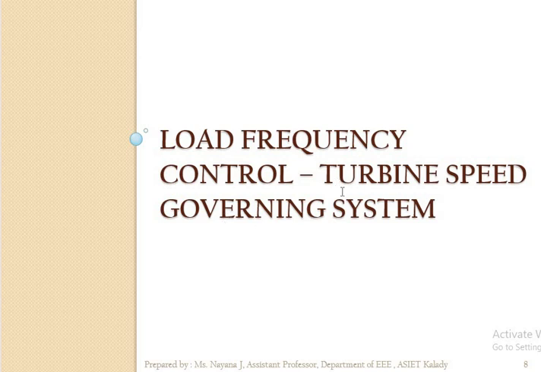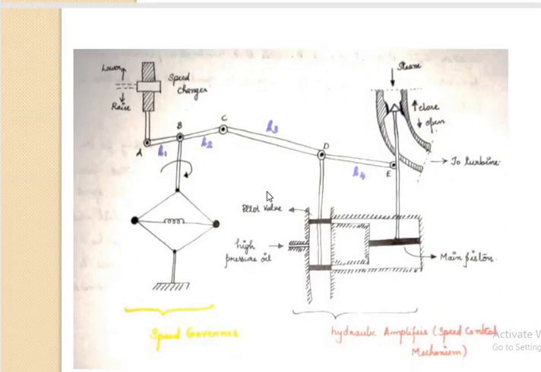Before proceeding to the modeling of the load frequency control, let's make it more clear what this turbine speed governing system is. So again I am repeating, speed governing means what? Speed controlling, or indirectly I can say that by speed controlling we are controlling the frequency. So it is same as frequency control. Clear? Let's move on to the figure.